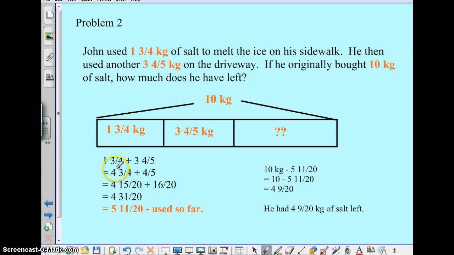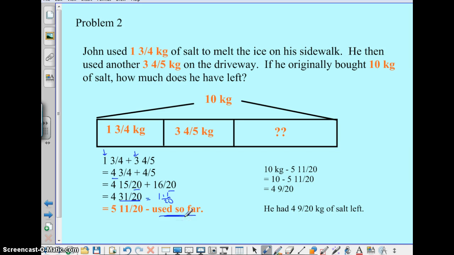All right. So here we go. We have 1 3/4 kilogram and 3 4/5 kilogram. So we just need a like unit, which would be 20. Okay, so we add our whole numbers together first. That's nice and easy right there. When we add the 1 and 3, we get a 4, and now we have 4 plus 3/4 plus 4/5. Our like unit is going to be 20. So this becomes 15/20, this becomes 16/20. We add them together and we get 4 31/20, which is an improper fraction. So it becomes 1 11/20, and we add that 1 11/20 to the 4, so it becomes 5 11/20. Okay, so he used 5 11/20 so far.